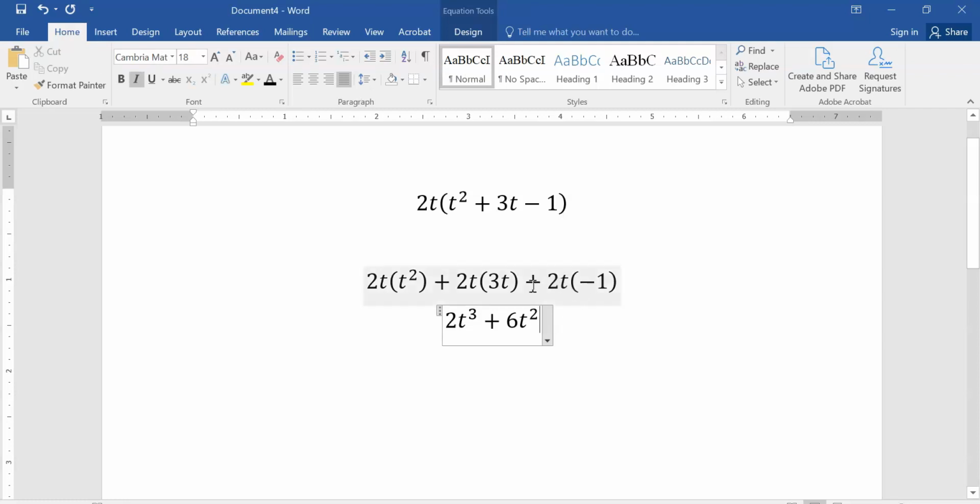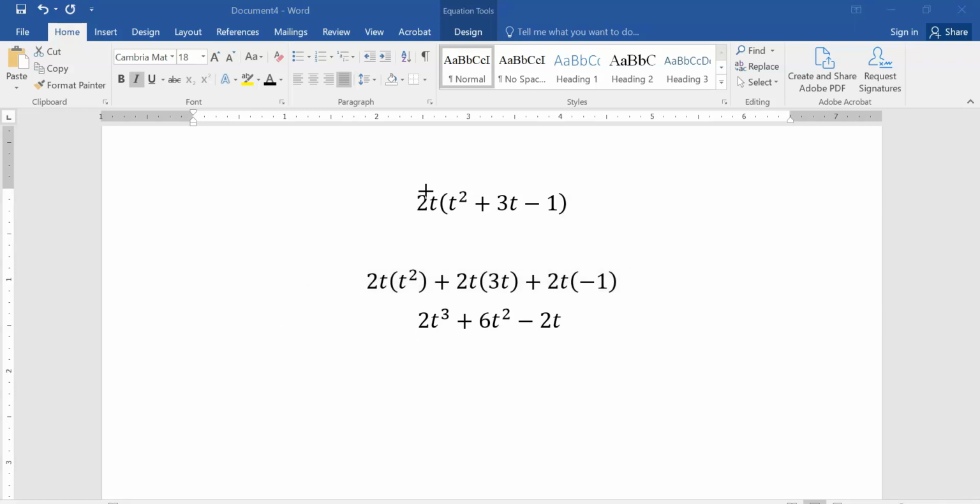Now, when we have a negative, 2t times negative 1 is a minus 2t, or a negative 2t, however you'd like to say that. You can either add a negative 2t, or just like I did here, I could write it as subtract 2t. So basically that's it. When we do a monomial times a polynomial, that monomial gets multiplied times each term in the inside polynomial.